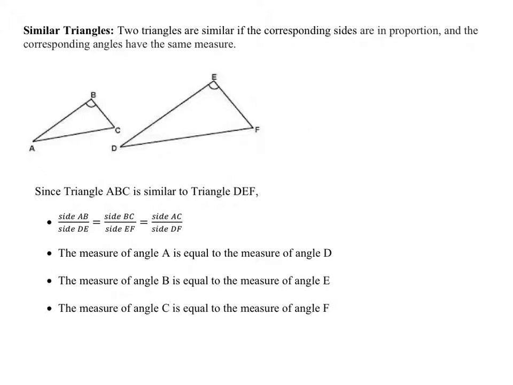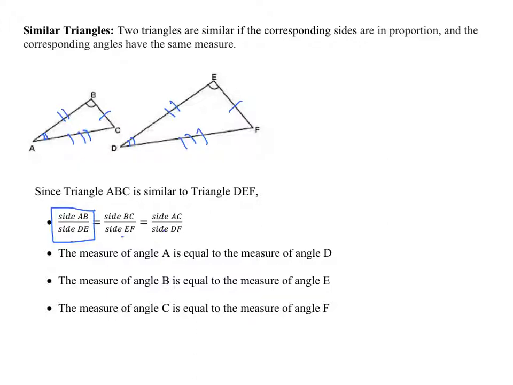Side AB corresponds to side DE, so that's my first fraction. Side BC corresponds to EF. And side AC corresponds to DF. So these fractions will all be equal, or we say that they are proportional. Now, the measure of angle A is equal to the measure of angle D. See, these are corresponding angles, so they have equal measure.